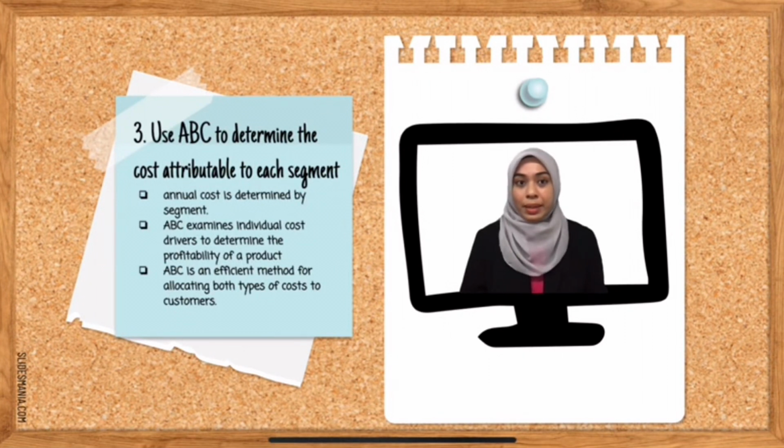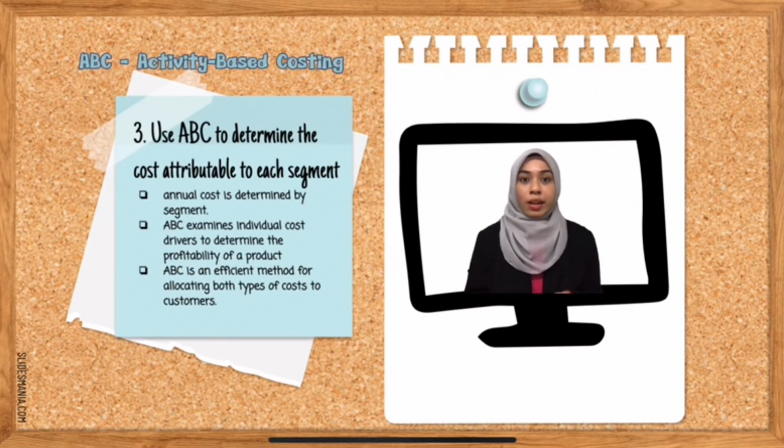The third step is to use ABC to determine the cost attributable to each segment. The annual cost is determined by segment. This cost will include both directly related product or service expenses as well as customers' costs, such as overhead allocation, marketing, sales, and distribution costs.